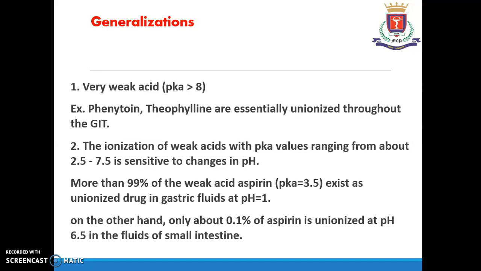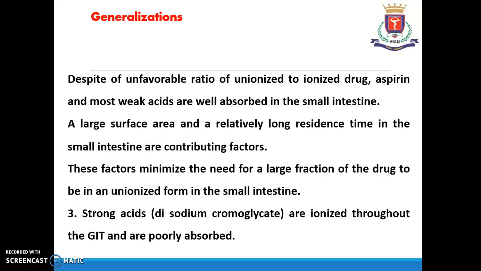The ionization of weak acids with pKa values ranging from 2.5 to 7.5 is sensitive to the change in pH. More than 99% of a weak acid like aspirin, whose pKa value is 3.5, exists in unionized form at gastric pH. On the other hand, only 0.1% of aspirin is unionized at pH 6.5, that is, in the small intestine.